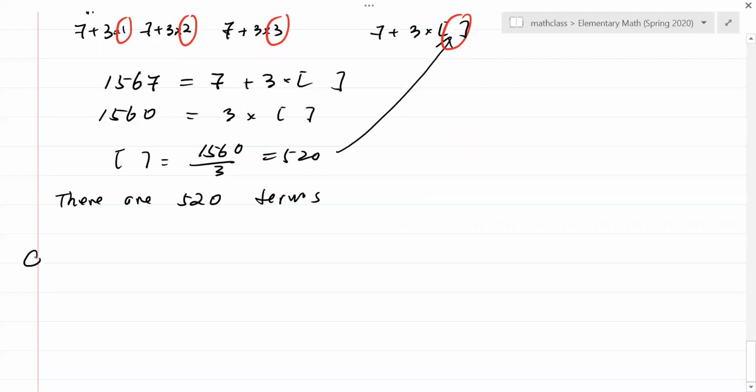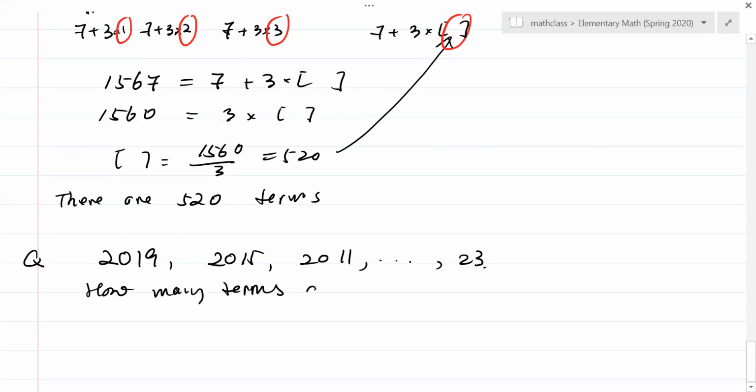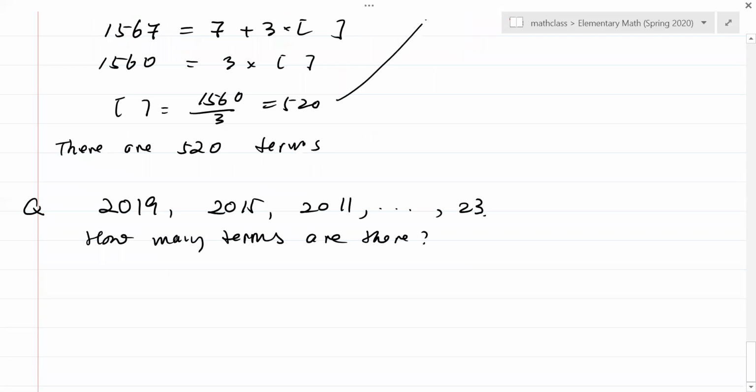Now, sometimes we have to do the decrease in a different order. You can begin with 2019, 2015, 2011, and keep going until you get to 23. You can reverse the order. How many terms are there? Notice that it decreases by 4 each time. Eventually you end up with 23. So how can I do that?